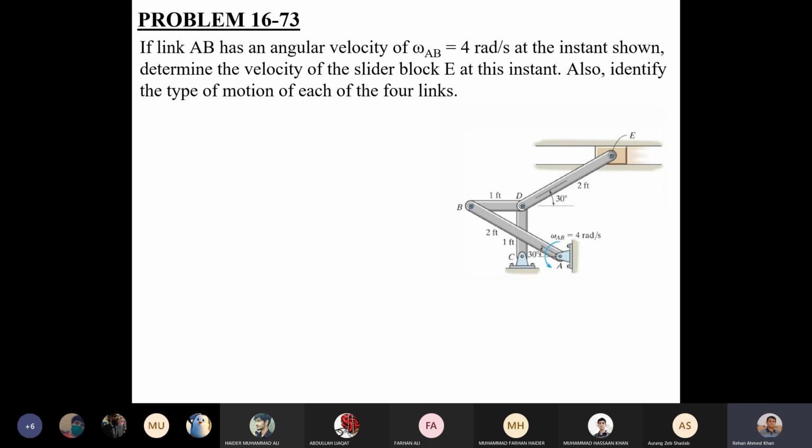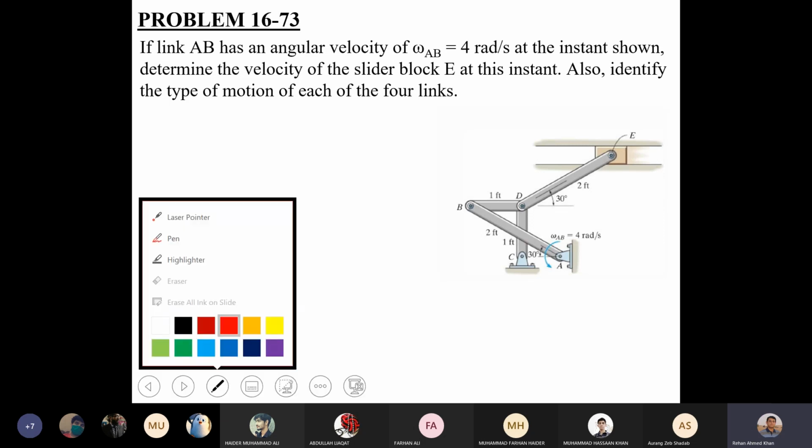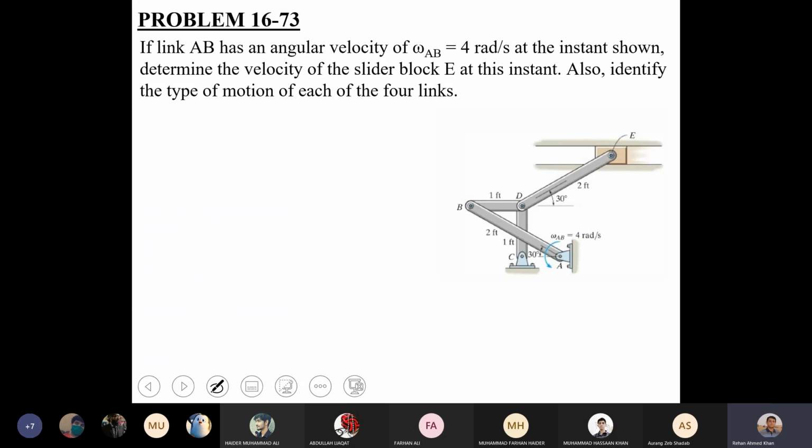So a quick review of what we did yesterday: you have a rigid body mechanism shown, and the link AB is rotating in a counterclockwise direction with a speed of 4 radians per second. You need to identify which type of motion each of these links is undergoing, and then you need to find out the velocity of this piston E or slider E or collar E, whatever you want to call it, at the instant shown.